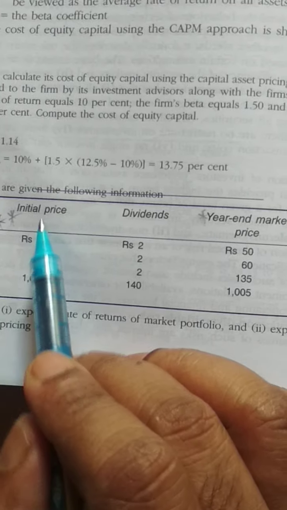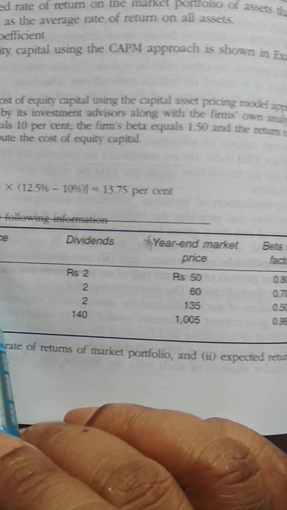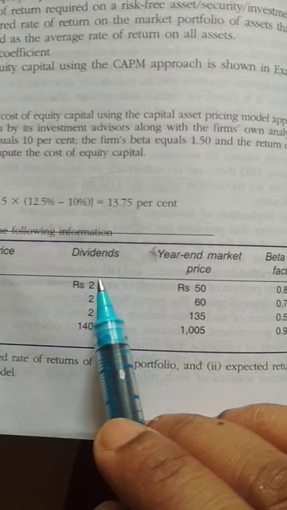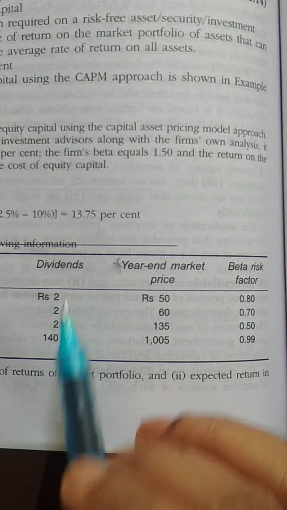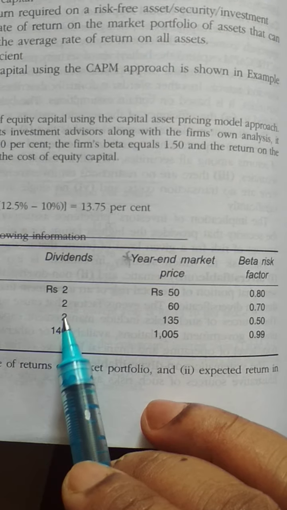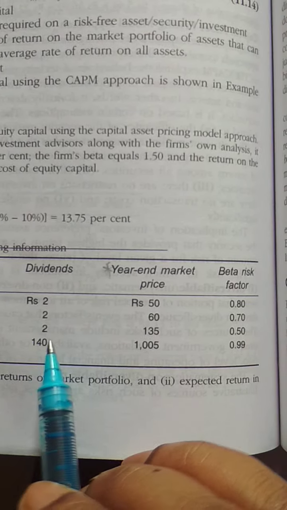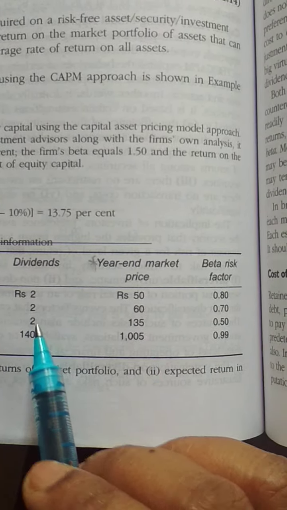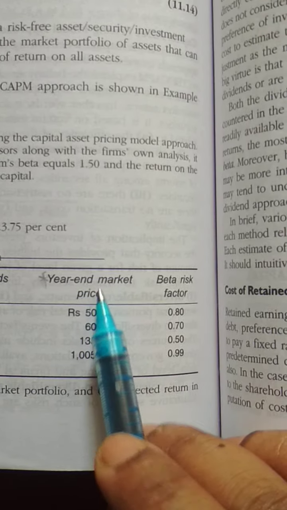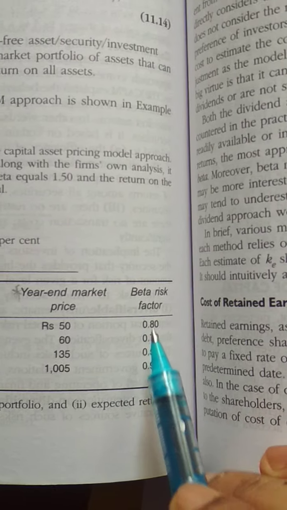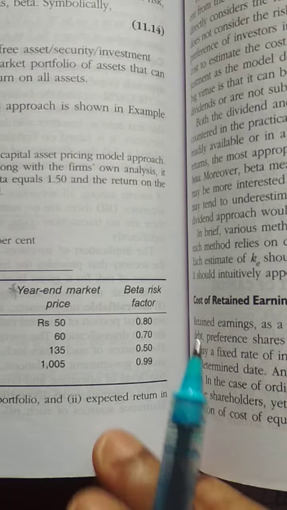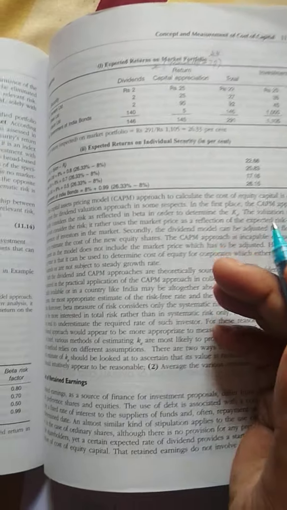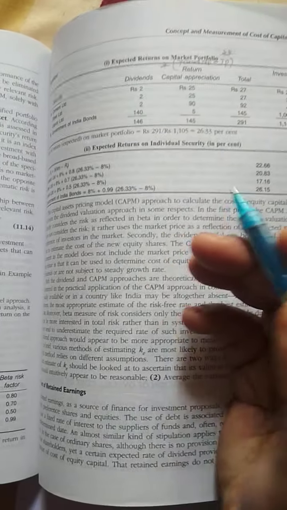The initial price, the existing price of the shares of these three companies, is given. The existing price of the Government of India bonds is also given. The dividend per share for each company, and the dividend per bond for the Government of India bond, is given. The year-end market price is given, and the beta risk factor is given. From this, we have to find the cost of equity capital of each company based on the CAPM model.